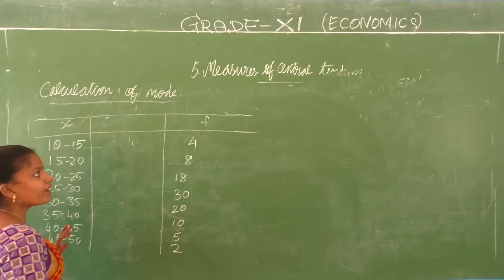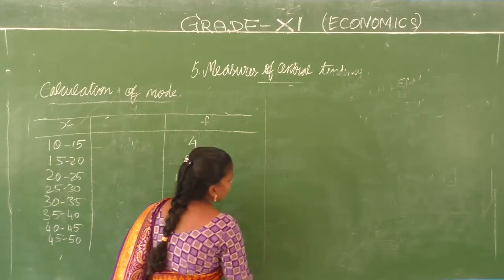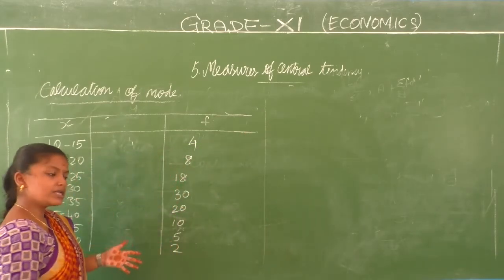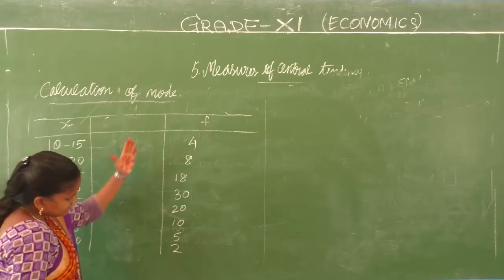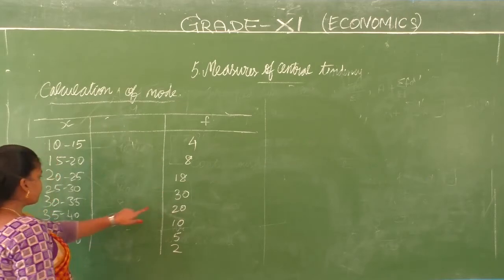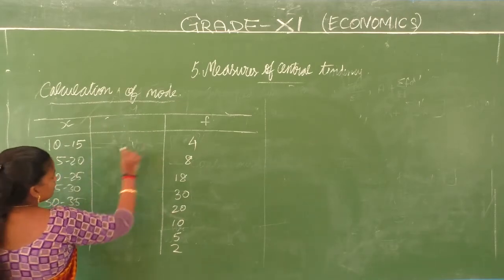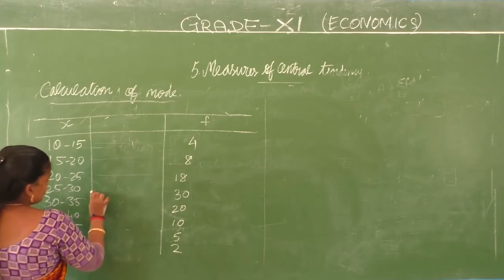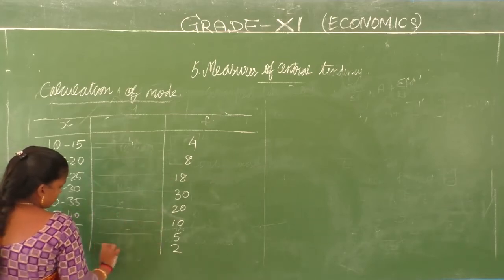Now you need to find the modal class first, right children? What you have to find? You need to find the modal class. Modal class means whichever has the highest frequency. Which has the highest frequency here? The class with the frequency of 30. And which class is that, children? Now you need to match it straight and see to which class it's related to.